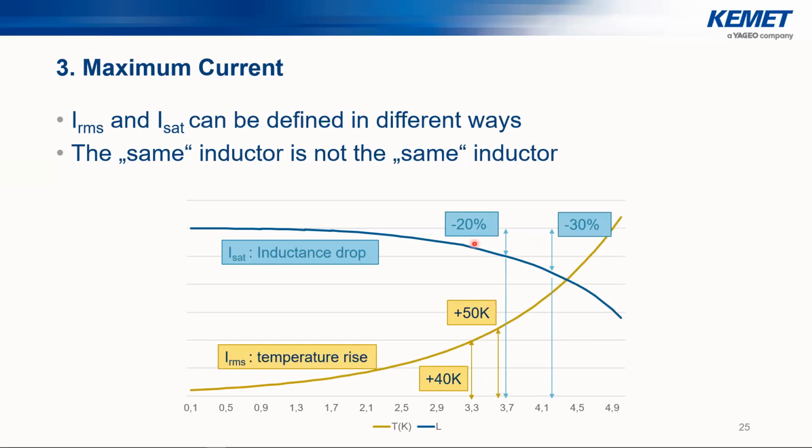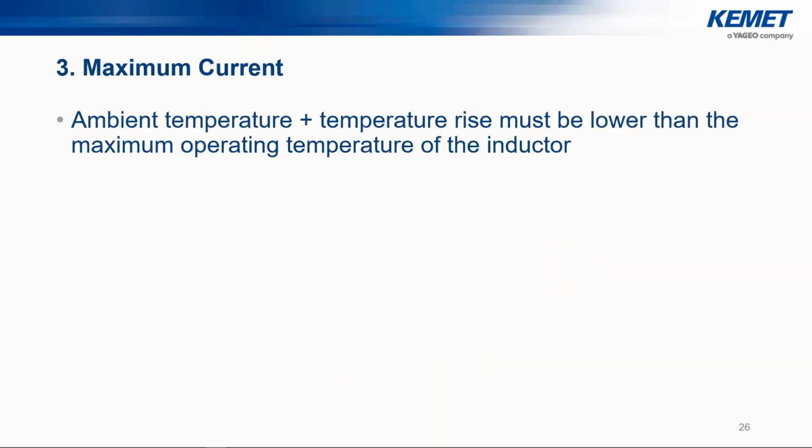If I say my saturation current is defined by minus 30%, well, the current is much higher, but it's still the same item. So just a question: we define just one point on a curve and not a maximum value. Keep this please in mind when you are comparing different items. So the ambient temperature plus the temperature rise must be lower than the maximum operation temperature of the inductor.